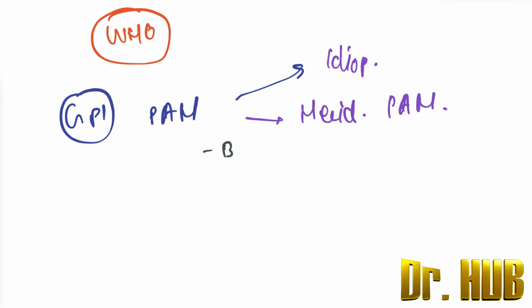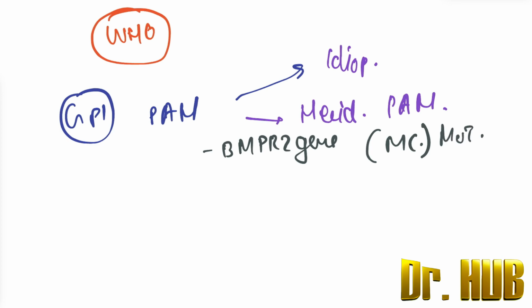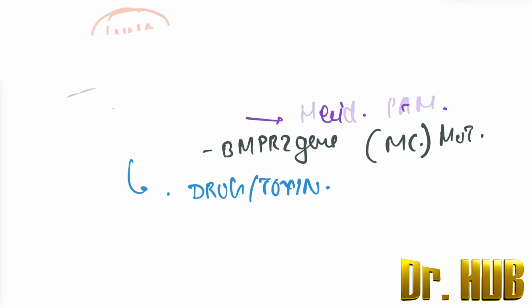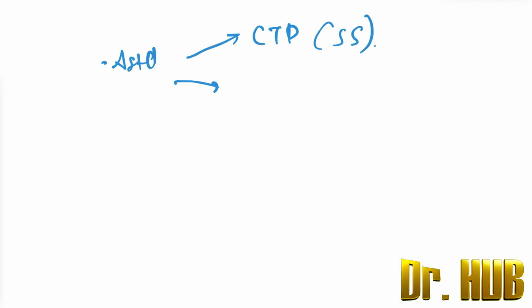Hereditary PAH involves the BMPR2 gene, which is the most common type of mutation. Next, the cause can be toxin or drug induced PAH. And with respect to group 1, it can be associated with connective tissue disorder, CTD, limited to systemic sclerosis. Next, it can be associated with portal hypertension, HIV, as well as schistosomiasis.